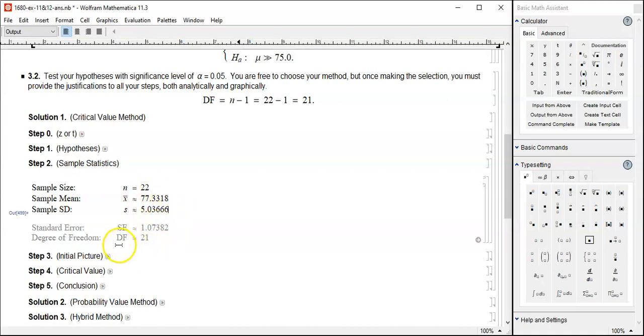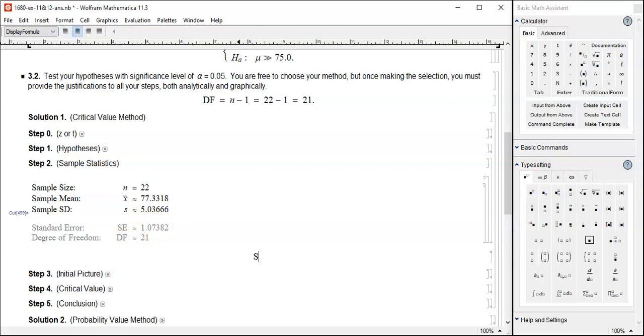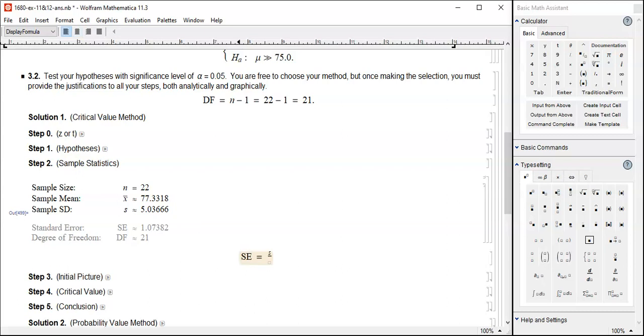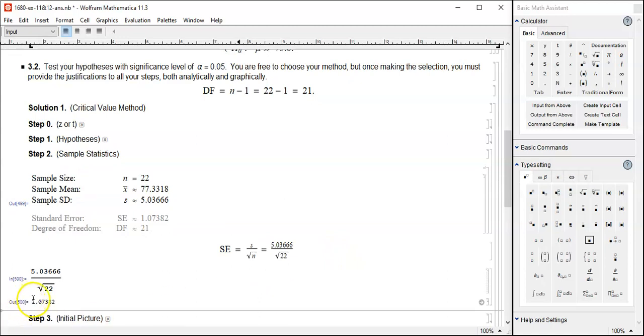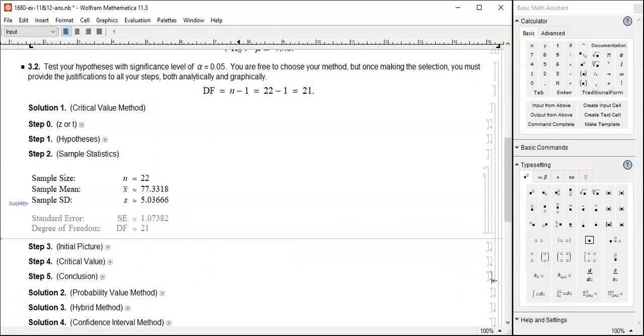And the standard error, how do you get standard error? Standard error is standard deviation over square root of n, isn't it? And here in this case, the standard deviation of 5.03 over square root of 22. Run your calculation, 1.07, that's basically it. That's the standard error, that'll go to the denominator. And the degree of freedom, we discussed it, that's 21.